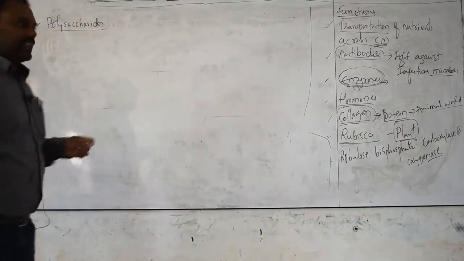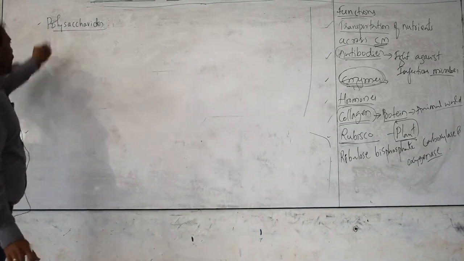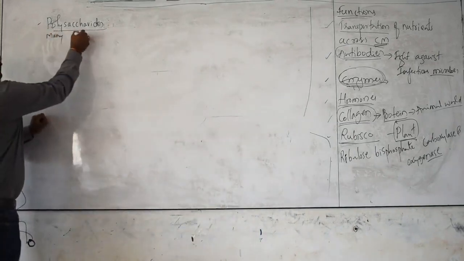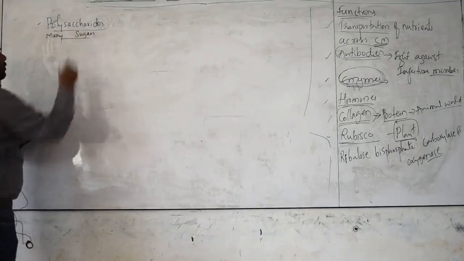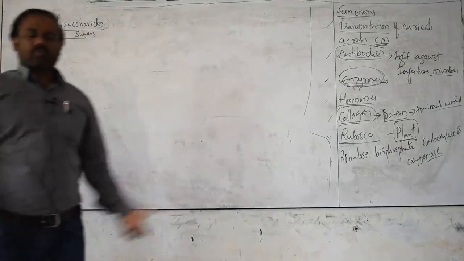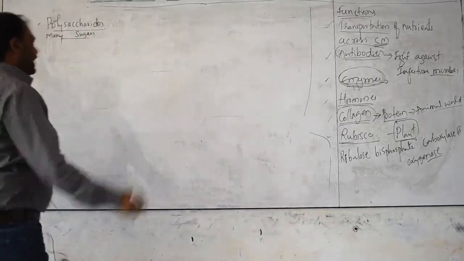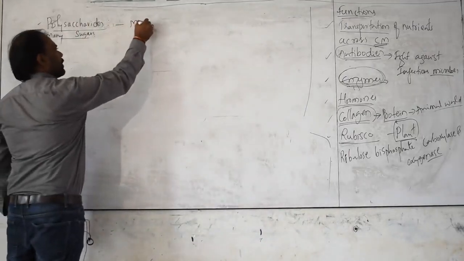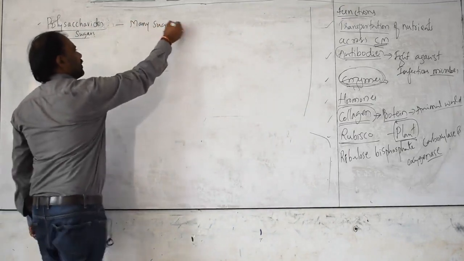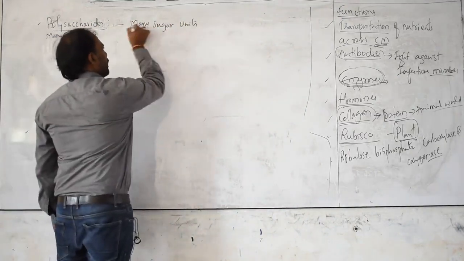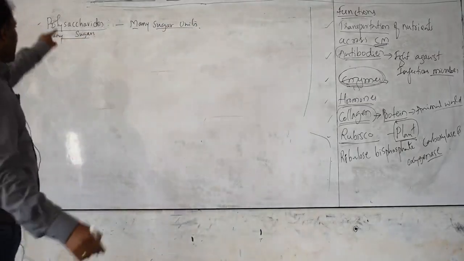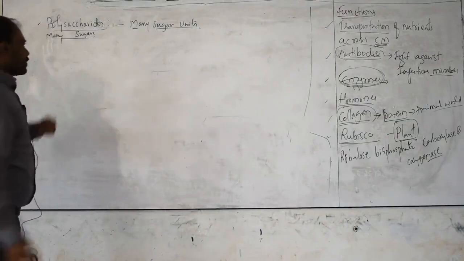Polysaccharides. The name itself indicates the meaning. Poly refers to many. Saccharides refers to sugars. Many sugar units together are called polysaccharides. I mean to say that many sugar units can make the polysaccharides.